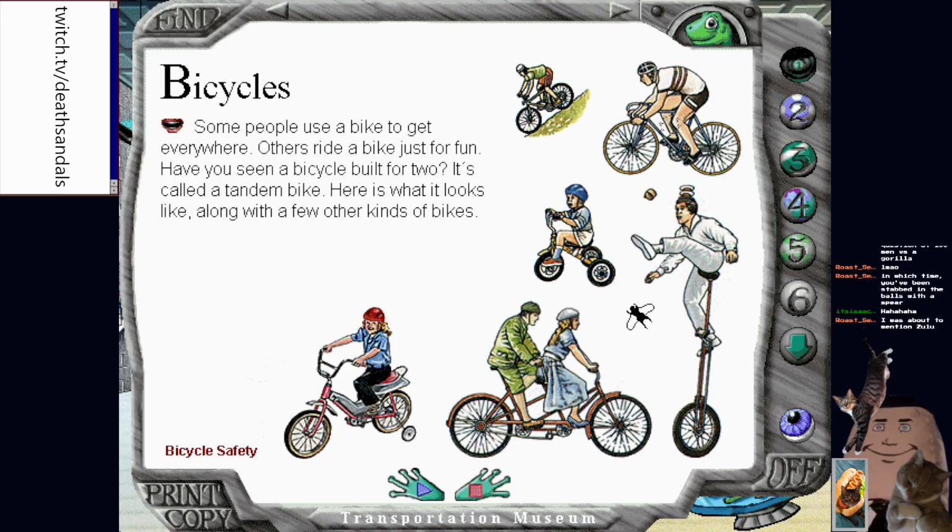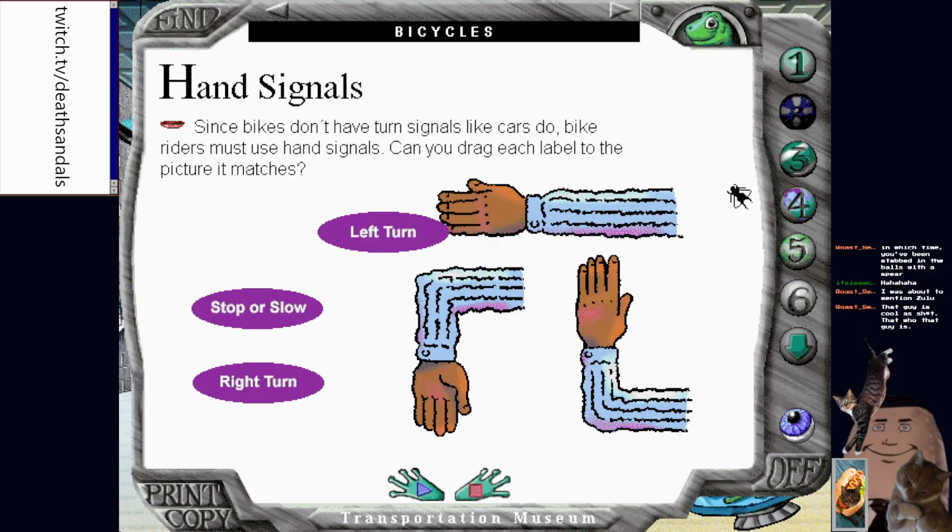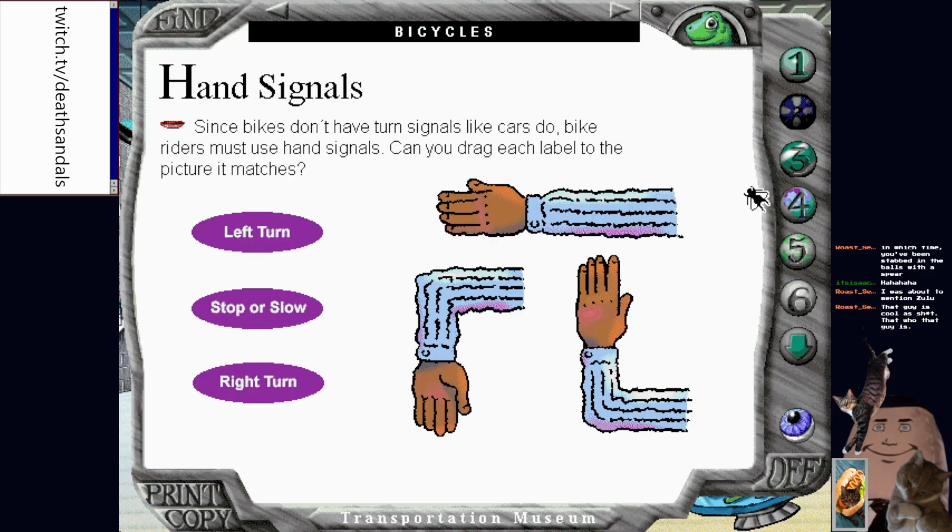Here's what it looks like, along with a few other kinds of bikes. Well, I'm sorry, CD-ROM, but I'm fancy. I grew up watching the Goodies, so I saw bikes built for three. How do you like that? That guy's cool. That's who that guy is. Yeah, it's definitely cool. I'll give him that.